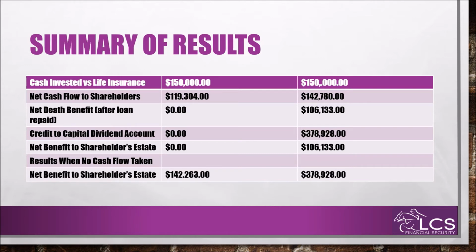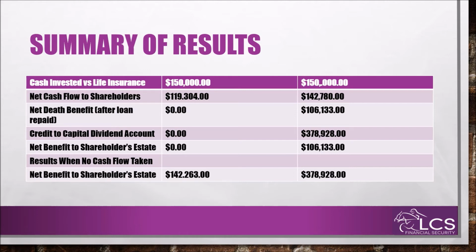By using a personal loan, it is arranged with the lender for the corporation to receive the death benefit. The corporation pays a tax-free capital dividend to the estate, repays the loan, and the full credit to the capital dividend account is the death benefit minus any adjusted cost base of the insurance policy.